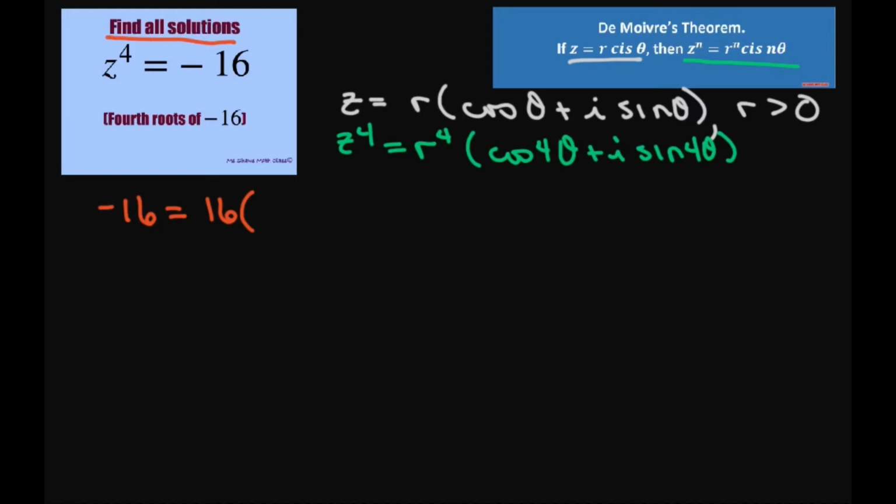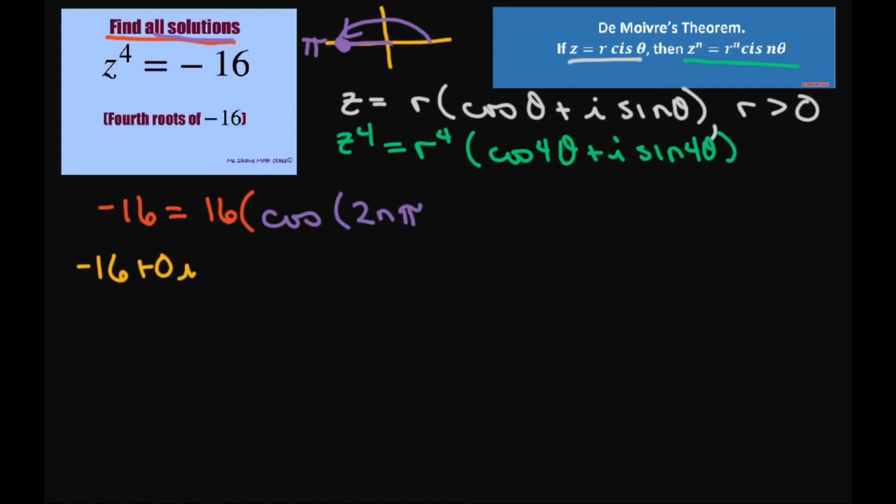So basically, if you look at negative 16 plus 0i on the graph, that's somewhere over here, this point here. So this angle here is pi. That would be our solution, but we need all solutions. So what we're going to do is take 16 times cosine of 2n pi. That gives me all the rotations. And then we're going to have plus our pi.